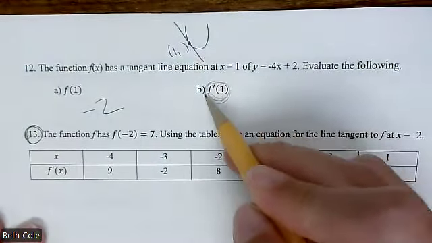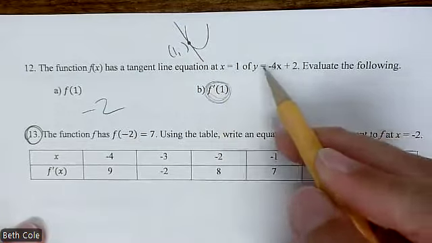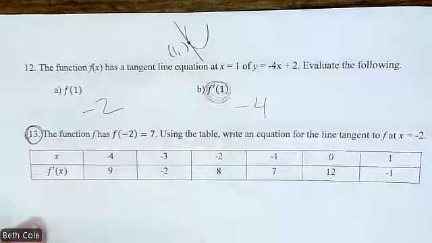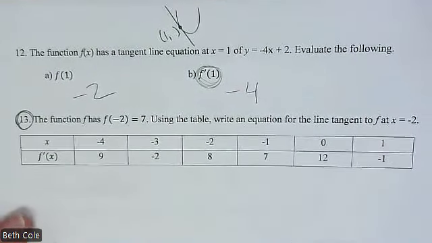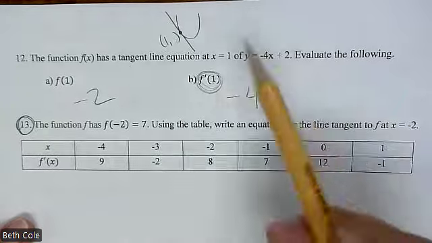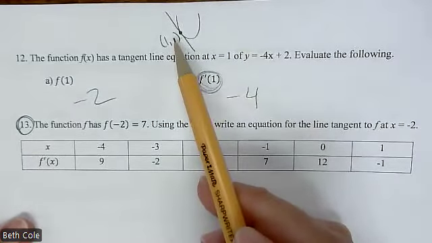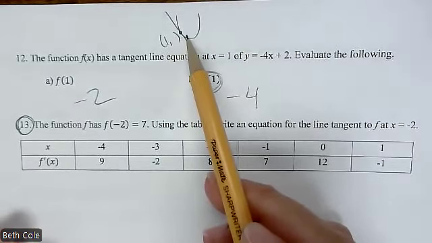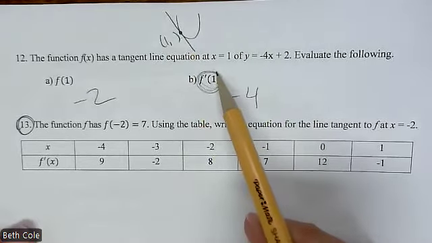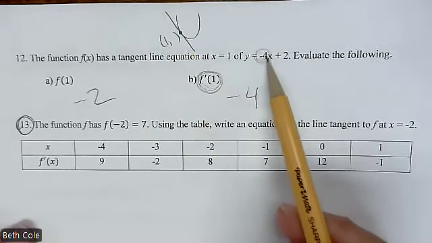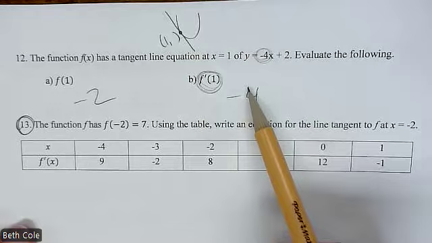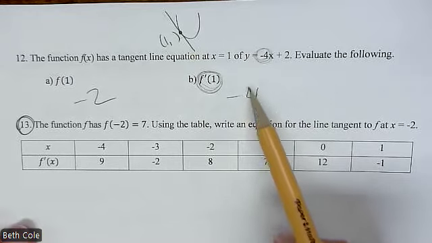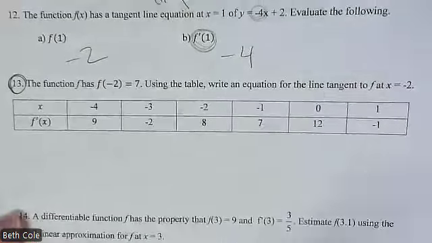Derivative means slope. What's the slope of this line? Cool. To get the point, we plugged in 1. It was 1 comma something, so we just plugged in 1. This one's asking for the derivative. The derivative means slope, and the slope of that line is -4. Is that okay? I'm trying to think of a different way I could say it, but this slope, that's it.